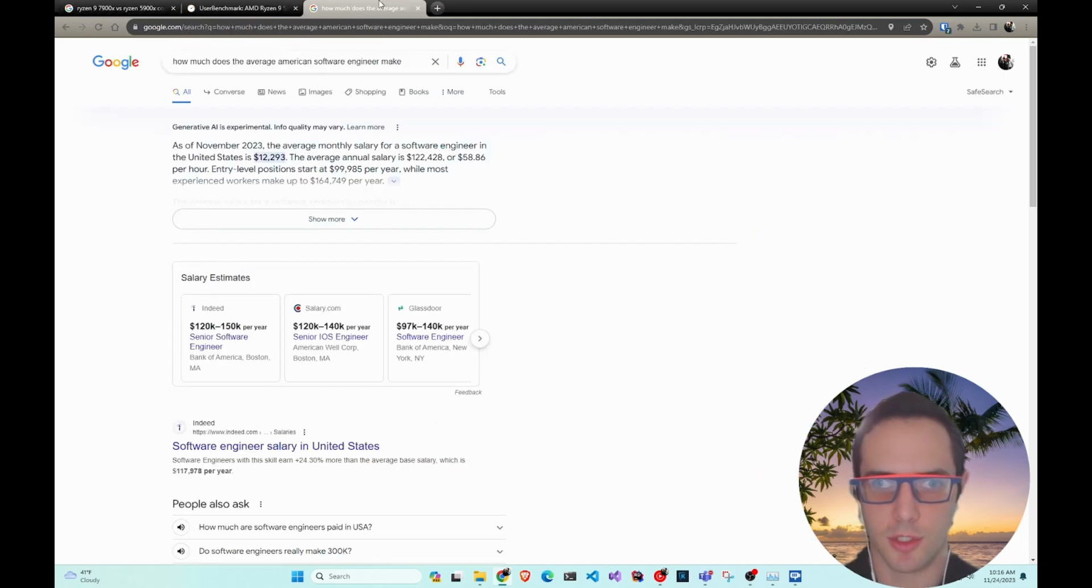Now, how much does the average American software engineer make? Sorry, I'm doing it with the US, but I live in the US. They make between 120 and 150. So I did the math. I grabbed 150 because it's way faster. You divide that by 50, assuming you have a 2-week vacation, and that gives you $3,000 a week. So that week that you're wasting is actually costing your company $3,000. A new computer is way less than $3,000.